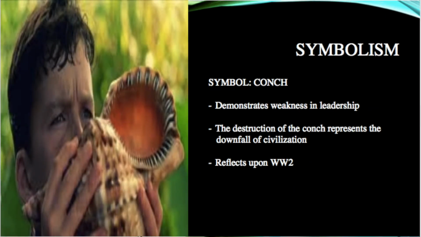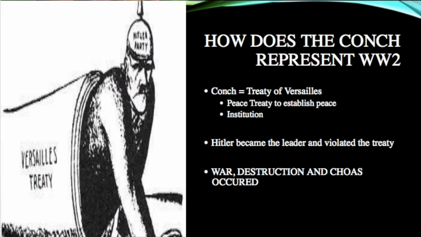Well, what's another point that shows weakness in maintaining leadership? Golding incorporated symbolism by using the conch to demonstrate the struggle in maintaining a civilization and how leaders progress into evil when they threaten or abuse the conch. This reflects upon World War II, because the conch is a symbolic figure for the peace treaty.